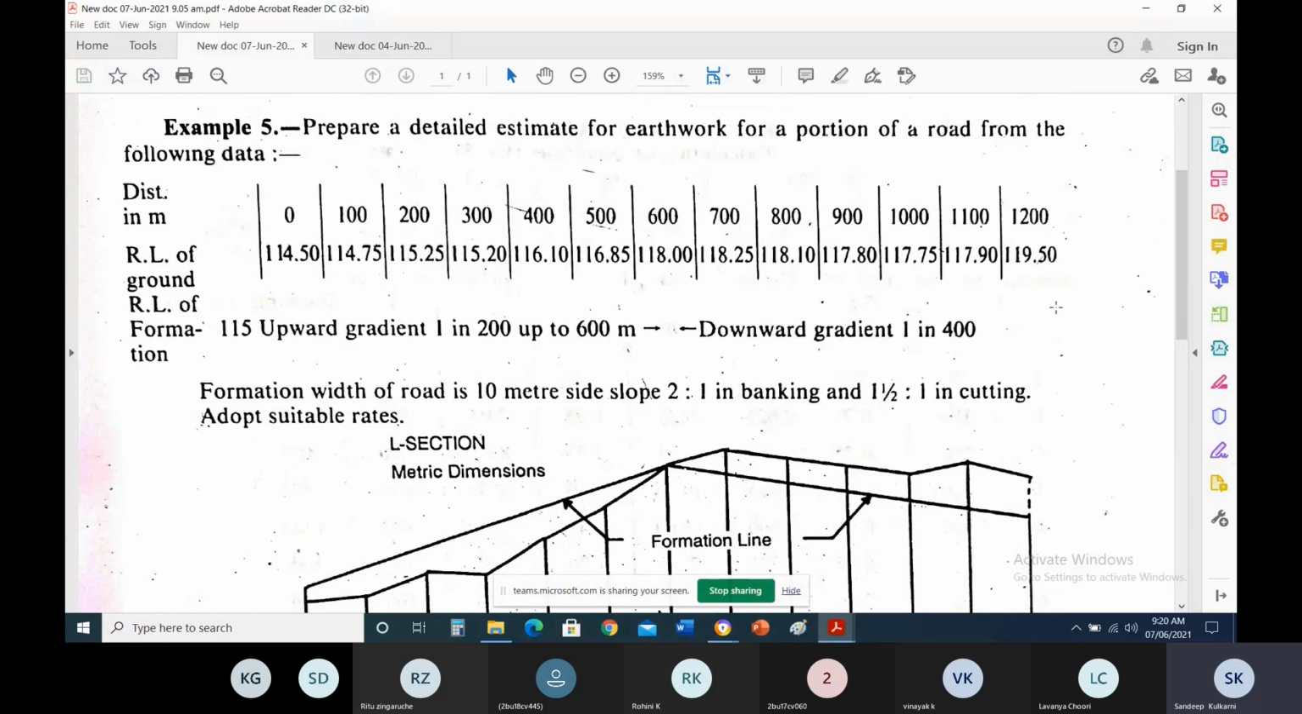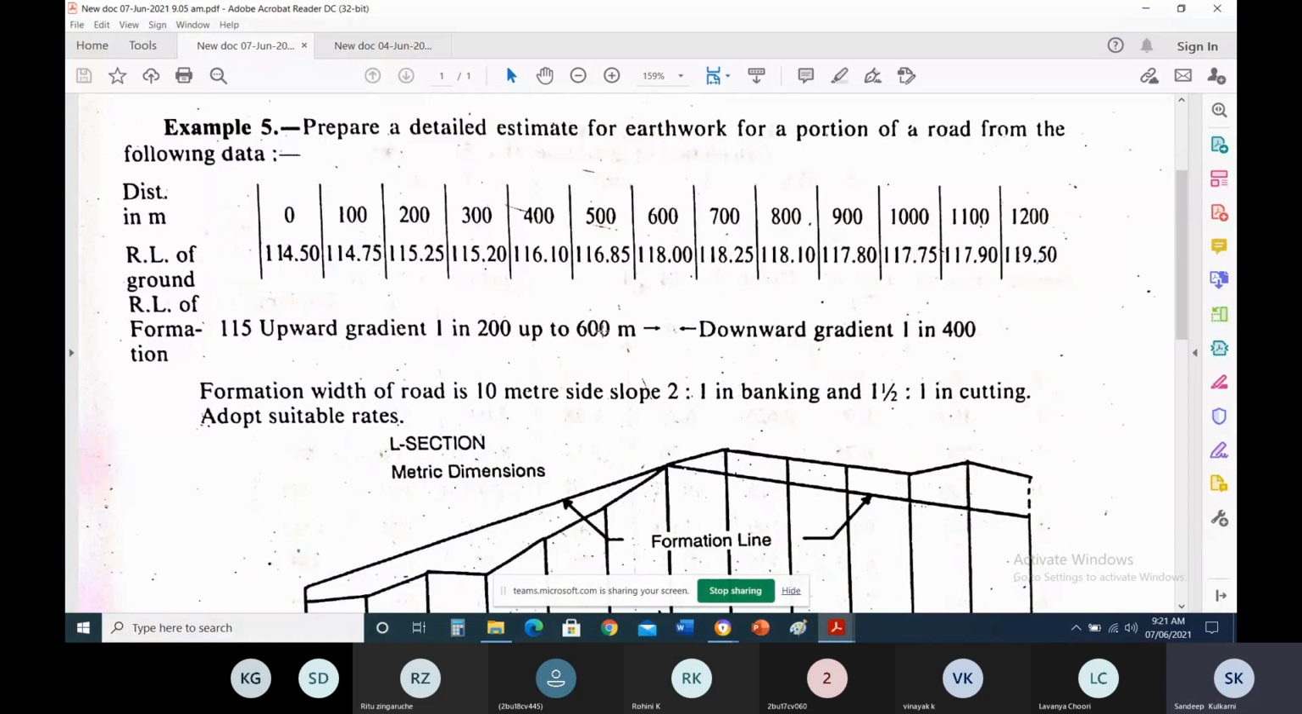Please look at the data that is given. The RL of formation is also given, 115, and they have mentioned an upward gradient of 1 in 200 up to 600 meters. So up to 600 meters there is an upward gradient.